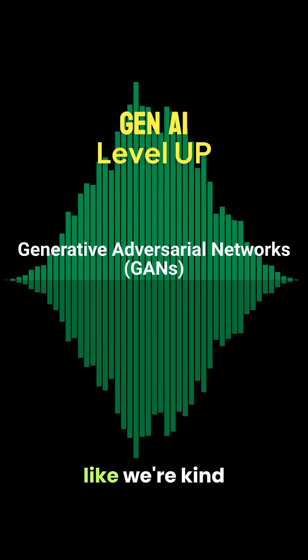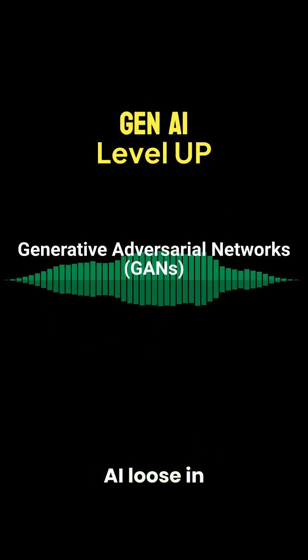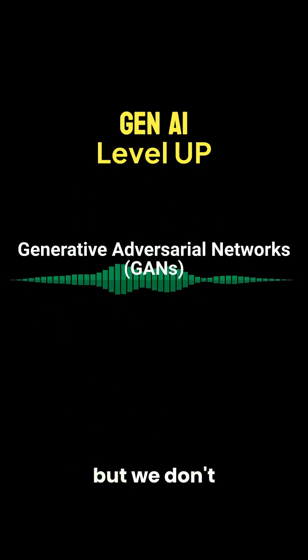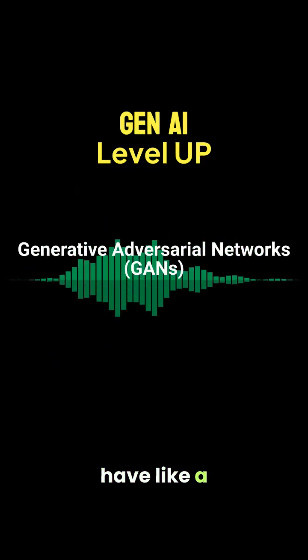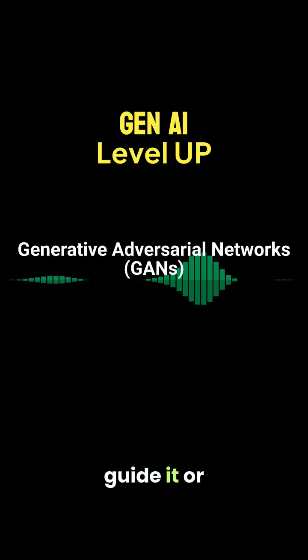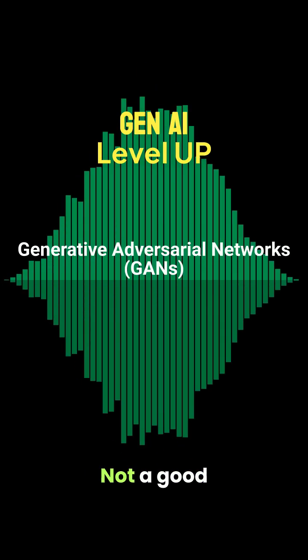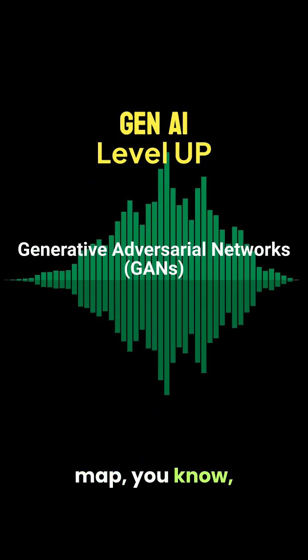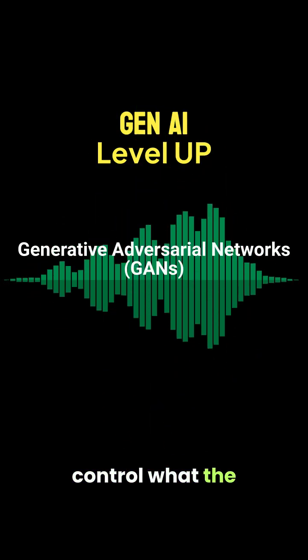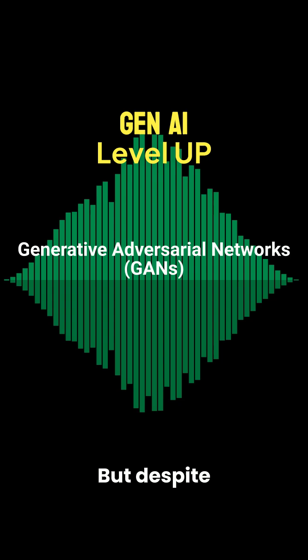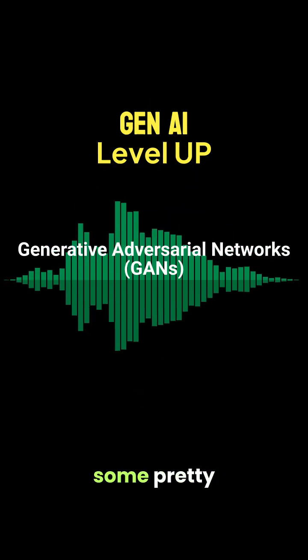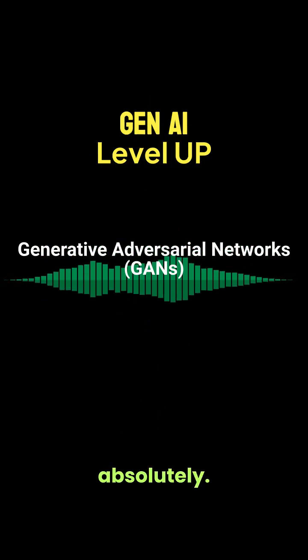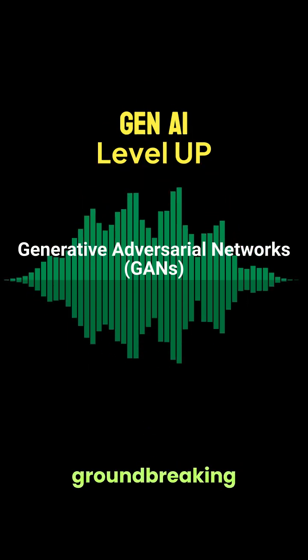So it's almost like we're letting this AI loose in a creative playground, but we don't have a clear map to guide it or to fully understand what it's doing. Yeah, and this lack of a clear map can make it tricky to control what the GAN generates. But despite these challenges, GANs have shown some pretty incredible promise. Absolutely, and have already led to some really groundbreaking applications.